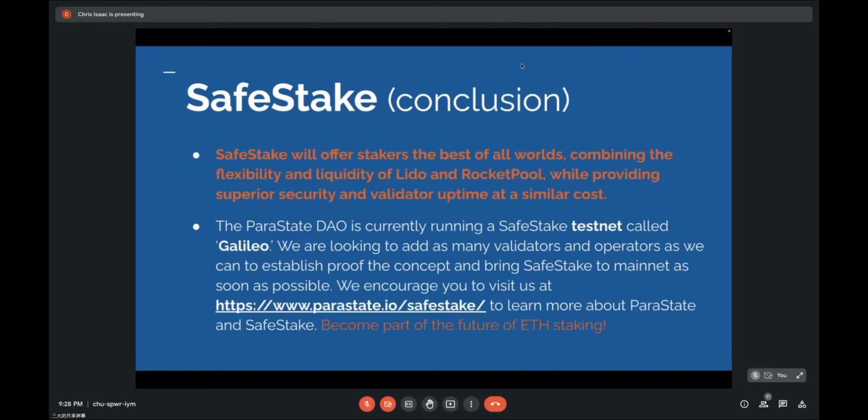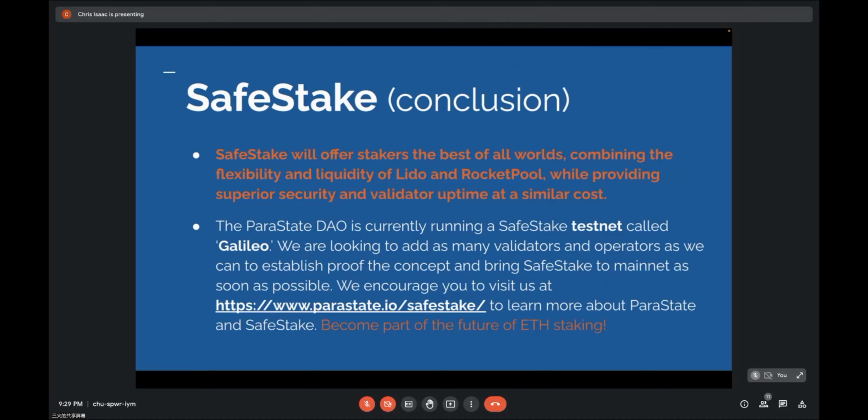So, to wrap it all up, SafeStake is going to offer stakers the best of all worlds. It combines the flexibility of having very little ETH to stake with a low barrier of entry to stake and run a node. It's liquid, and it provides that security and validator uptime at a very similar cost. So that's really what we're talking about today, guys.